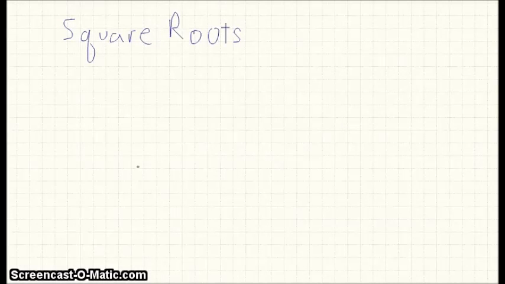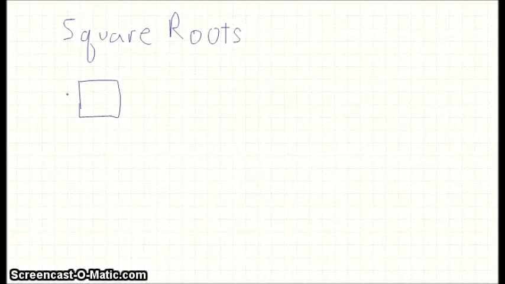Alright, so let's talk about square roots. First we're going to start with a square. So you can draw a square here. We have a square that's 3 units by 3 units. So the area of that square is 9. We could just write that as 3 squared.